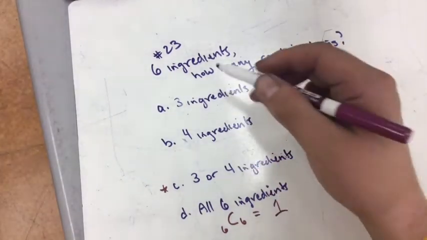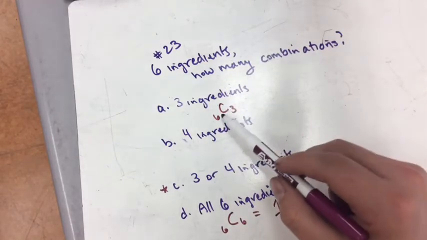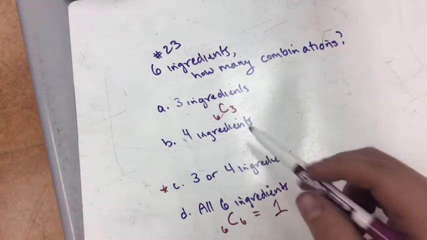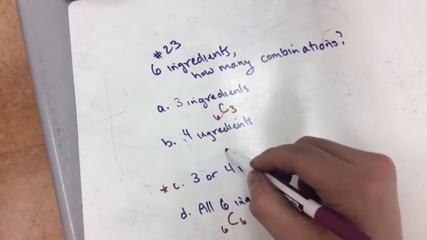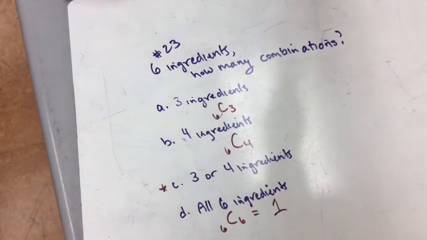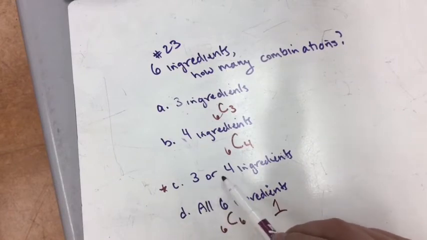So up here, this is simply 6 choose 3. We have 6 ingredients to choose from. How many do we choose? 3. So 6 choose 3. Then for B it's 6 choose 4. Okay. And then here it says 3 or 4 ingredients.